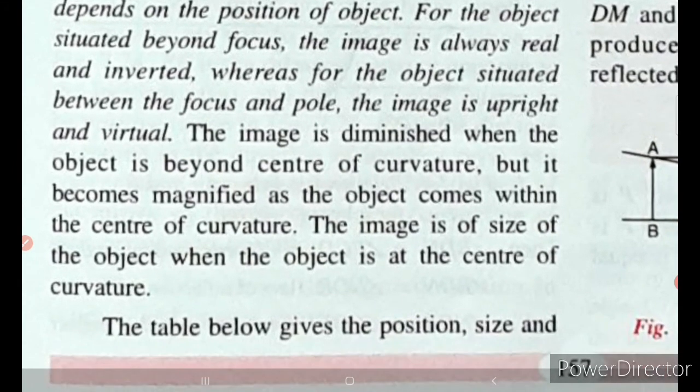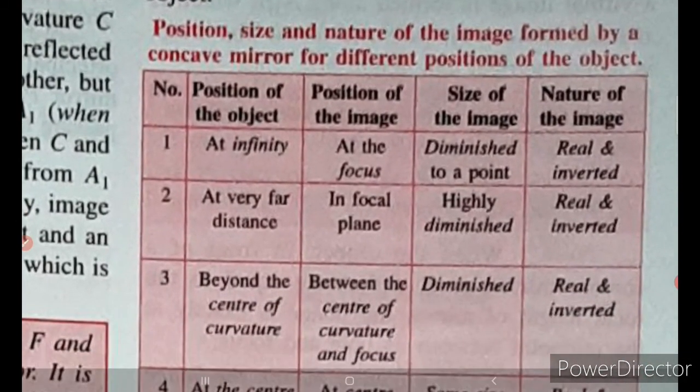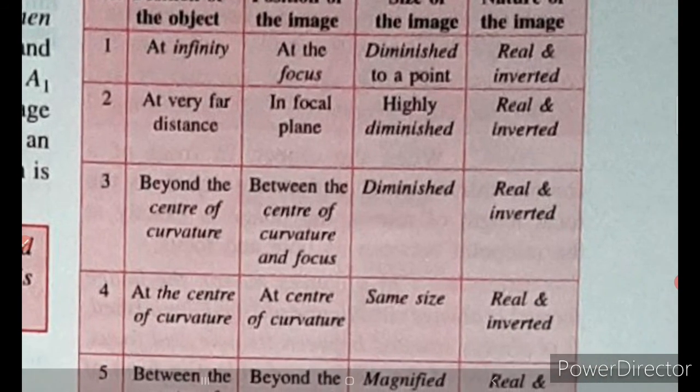The table below gives the position, size and nature of the images formed by the concave mirror. Let us go to that table here. Here is the table. This is the summary of whatever we have done. Okay, you don't have to learn this by heart, but you need to know the diagrams. So case 1, when it was at infinity, the position of the image was at focus, the size of the image is diminished, at a point, and the nature of the image is real and inverted. Point number 2, at a very far distance, that means it is formed at the focal plane, it was highly diminished, real and inverted.